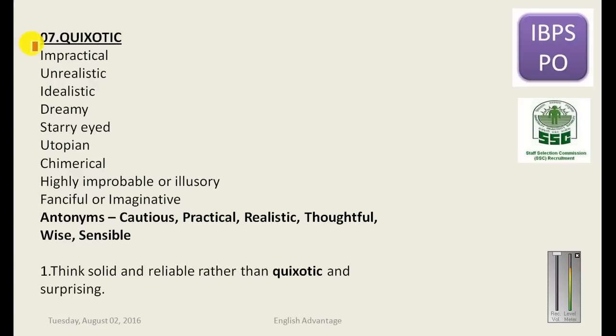Quixotic means something that is not practical to do, something very impractical, unrealistic, idealistic, dreamy, starry-eyed, and utopian. Utopian is a place where everything is perfect, or you can say it's an idealistic situation. Utopian state. Chimerical, highly improbable, fanciful, or imaginative. So I have included these high frequency words. These words are very common in competitive exams.